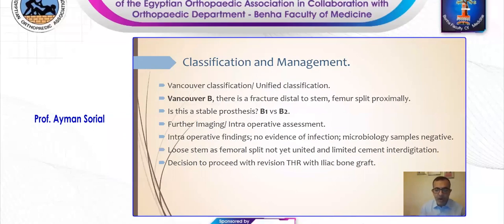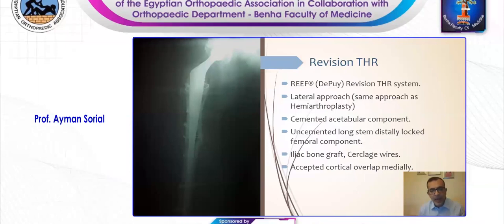There was some degree of devitalization of the bone behind the small plate, which is by far not a plate that can be used to stabilize a periprosthetic fracture, and I'm not entirely sure what would be its role in an ETO as well. So the procedure was revision using the Reef revision THR system. I used the lateral approach. I used to do all my hips through a lateral approach at that stage of my career, and it was the same approach as the hemiarthroplasty.